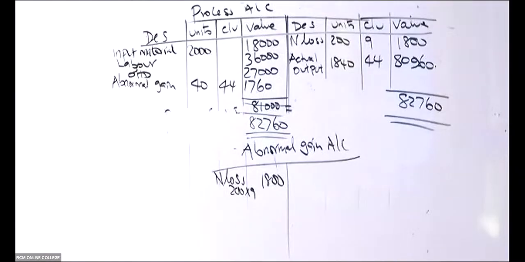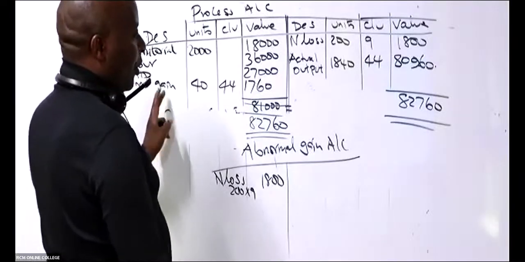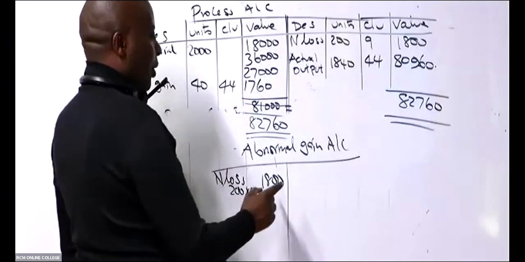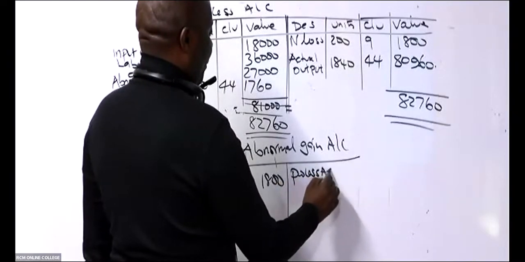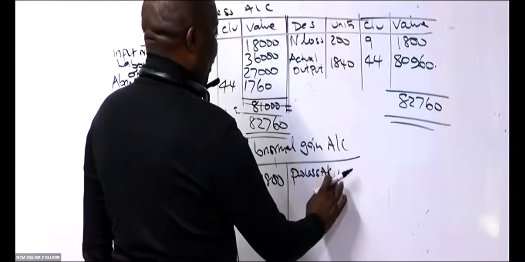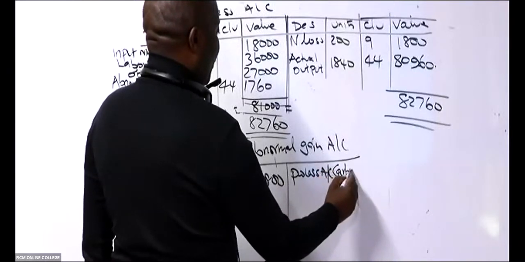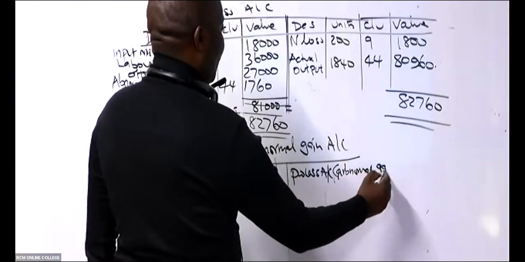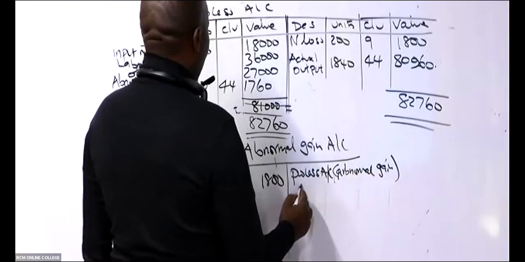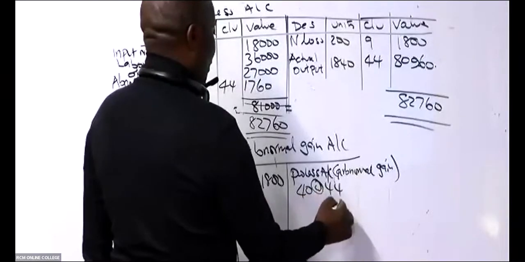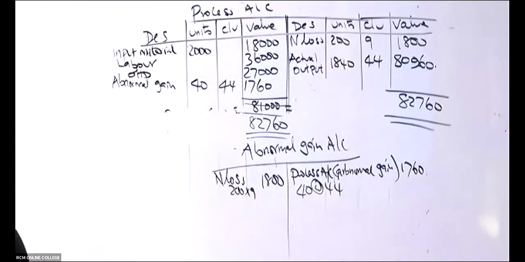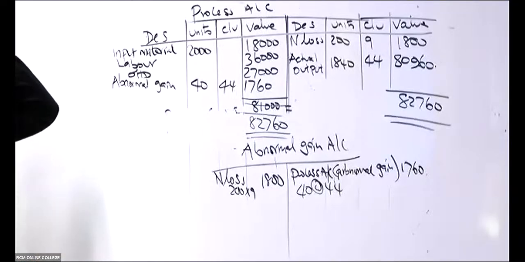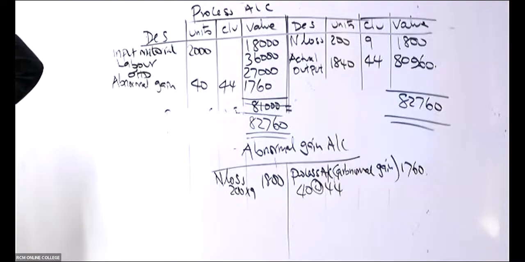And then we have abnormal gain. It's debited here. So it shall be credited. All right. So we have here from the process account, abnormal gain. Yeah, it is 40 at 44, giving us 1,760. Great. Now, ladies and gentlemen, you have to be a very, very bright student.